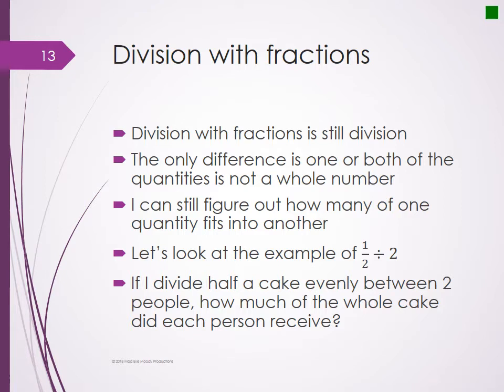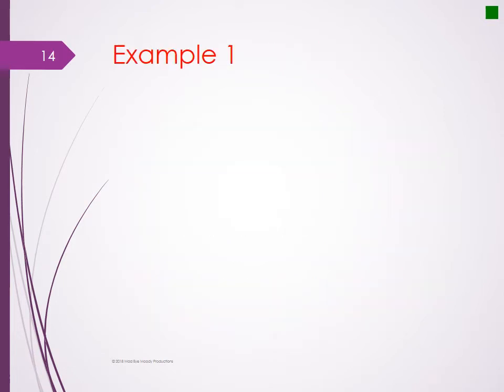Very, very important that you say exactly what the problem says, which is 1/2 divided by 2. It's not 1/2 divided by a half. It's 1/2 divided in half because we're dividing by 2. So I'm going to divide half a cake evenly between 2 people, and this is going to tell me how much of the whole cake each person received.